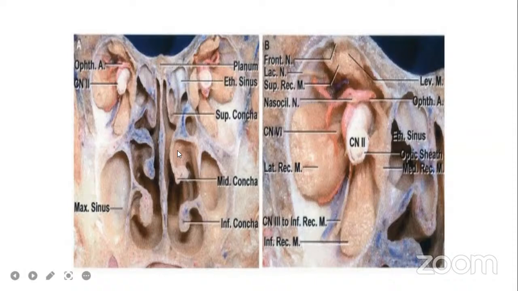Moving on to diagram B, it's the enlarged view of the right side showing the ophthalmic artery that enters the orbit on the lateral side of the optic nerve. The abducens nerve enters the medial surface of the lateral rectus muscle, while the optic nerve is enclosed in the optic sheath. The nerve to inferior oblique muscle courses along the lateral edge of the inferior rectus muscle.